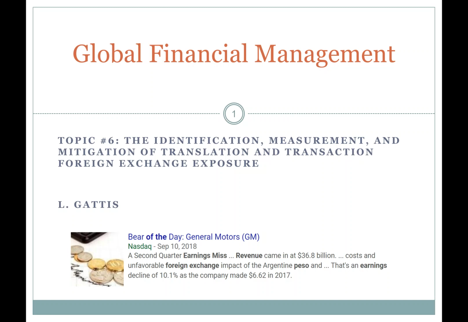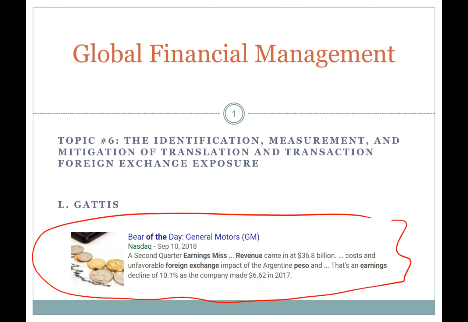So this lecture is all trying to figure out what something like this even means. This was September 10th. It looks like an earnings miss by GM, cost and unfavorable foreign exchange impact of the Argentine peso. So what does it mean that they missed earnings due to a devaluation of the peso? We need to figure that out. So this lecture is about what this means.